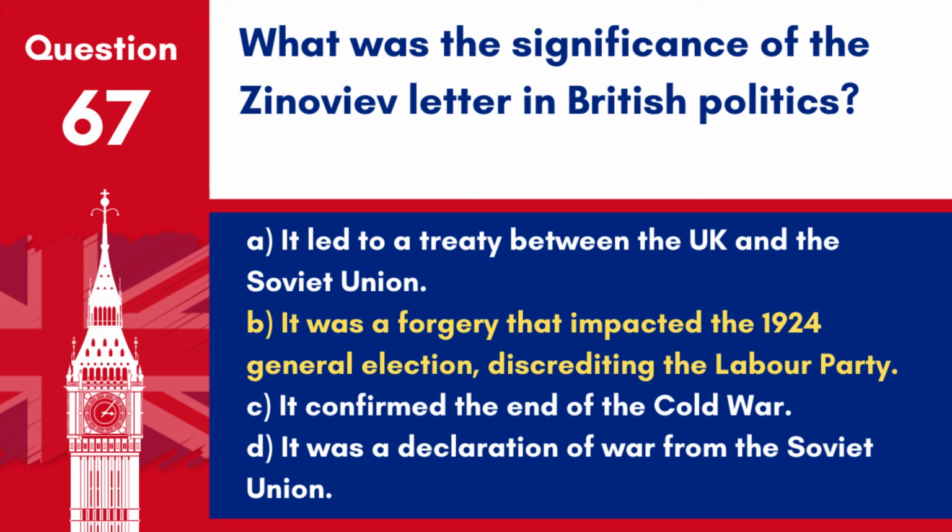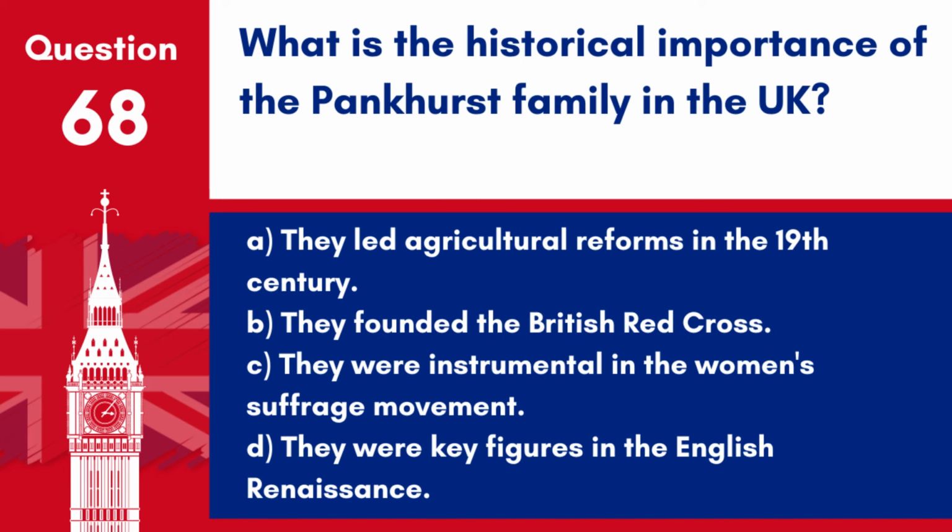Answer B. It was a forgery that impacted the 1924 general election, discrediting the Labour Party. The Zinoviev letter, a controversial document published by the British press, was purportedly a directive from Grigory Zinoviev, calling for communist agitation in Britain. Its publication days before the 1924 election is credited with influencing the outcome against the Labour Party.